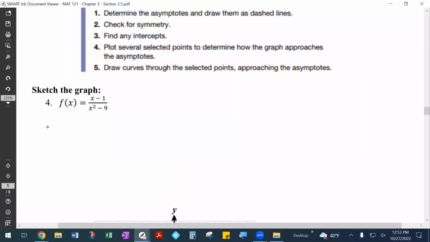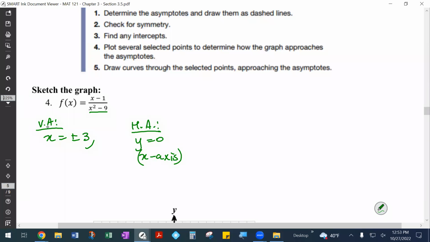You have x minus 1 over x squared minus 9. Remember, your vertical asymptotes were at x equals positive and negative 3. That's coming from the denominator. We had a horizontal asymptote for this one. Again, you will see our numerator degree is less than the degree of our denominator, so the x-axis, y equals 0, is going to be our horizontal asymptote.